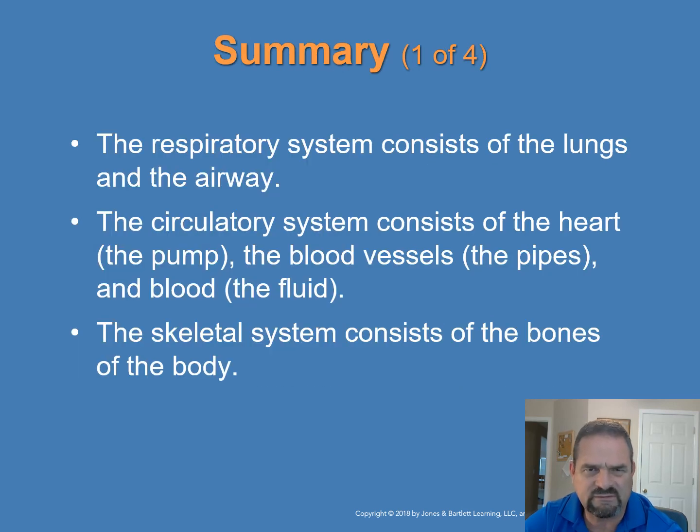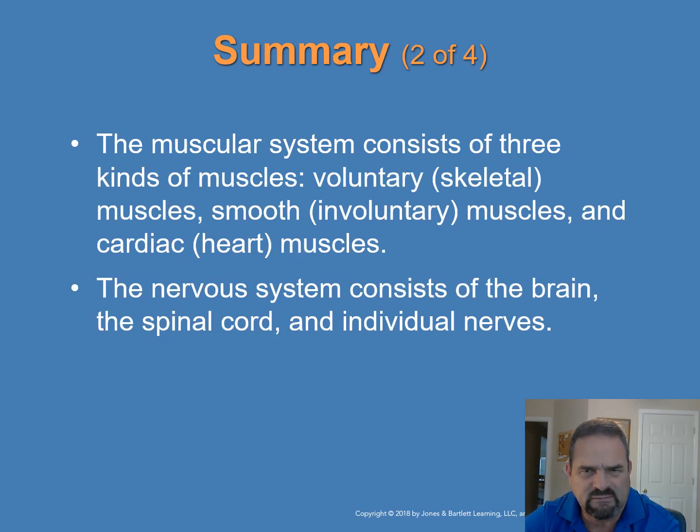All right, and so in summary, in this particular chapter, in this lecture, we've talked about the respiratory system and how it consists of lungs and the airway. We talked about the circulatory system, which consists of heart, which is the pump, the blood vessels, which is the pipes, and the blood, which is the fluid. We also discussed the skeletal system and how it consists of bones of the body. The muscular system consists of three kinds of muscles: voluntary, which are skeletal muscles, smooth or involuntary muscles, and then cardiac, which is your heart muscles.